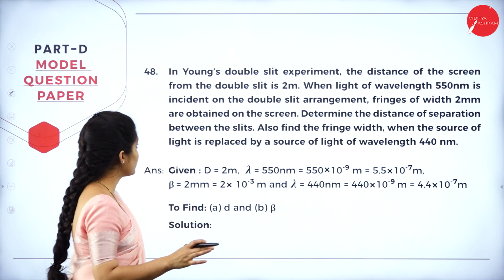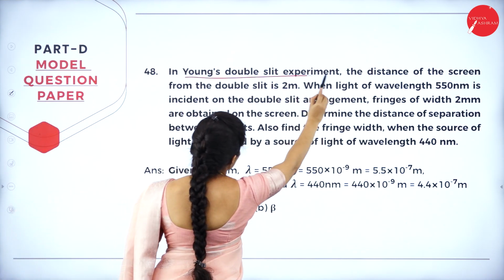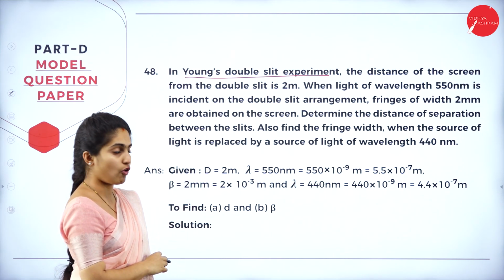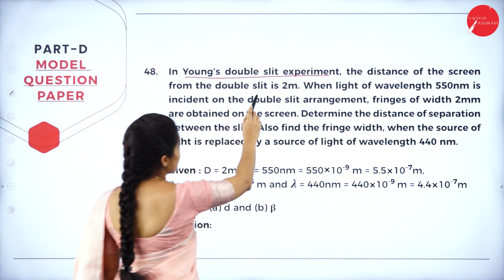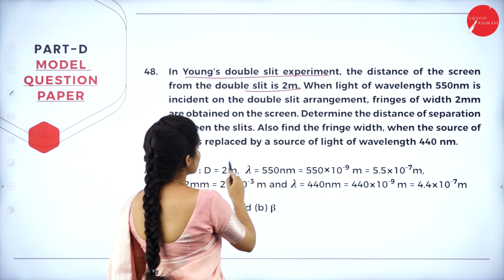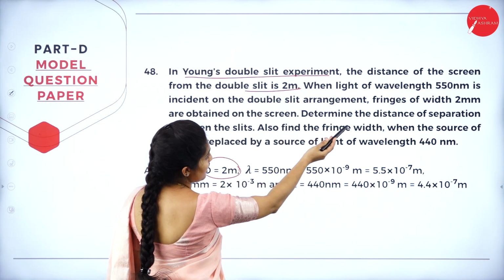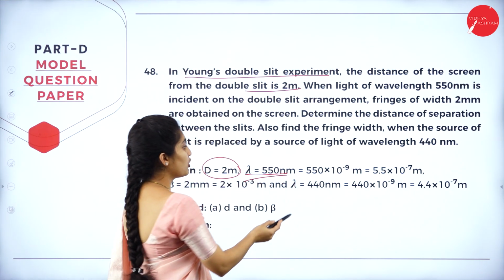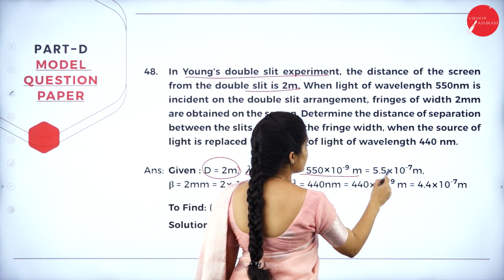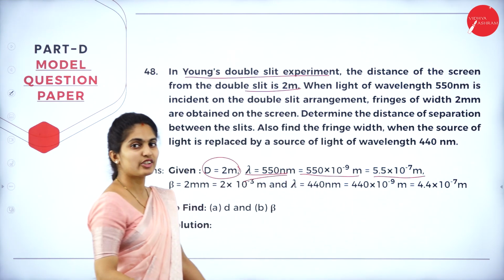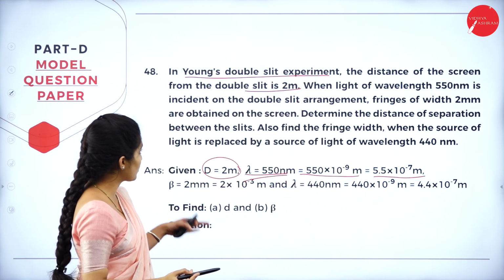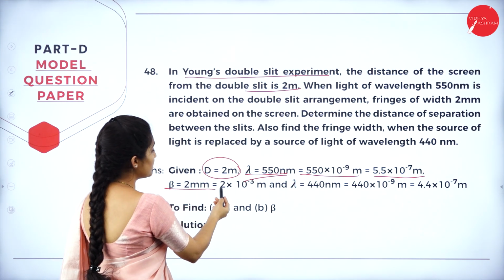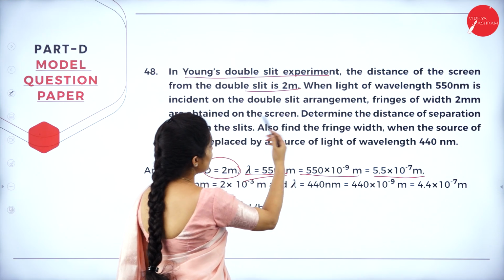Next we are getting on to the concept of Young's double slit experiment, which is from the chapter wave optics. The distance of the screen from the slit is D, that is D is 2 meter. Then you have wavelength lambda, that is 550 nanometer. Nano means 10 to the power of minus 9, which they have converted to 10 to the power of minus 7 meter. You can do either of the two and check with the concept. Fringe width is given as beta, 2 millimeter, that is into 10 to the power of minus 3.